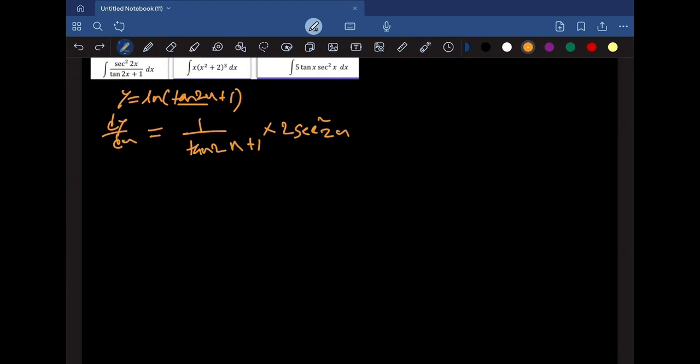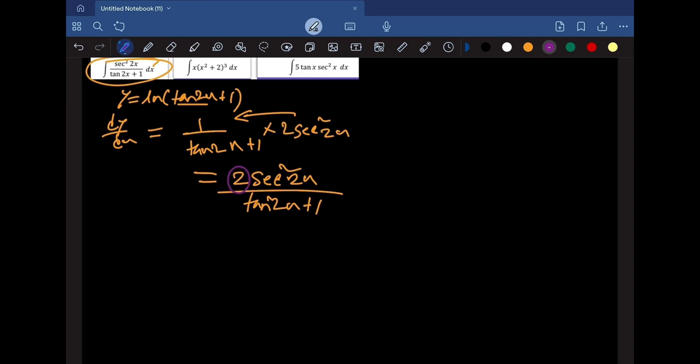Now if we take this up, it is written as 2 sec squared 2x divided by tan 2x plus 1, which is exactly the same as this one, right? Just with a difference of these two. So what we will do is we will write 1 by 2 of this value. So 1 by 2 of ln tan 2x plus 1 is the integration of sec squared 2x divided by tan 2x plus 1. Hopefully you guys understood this as well.